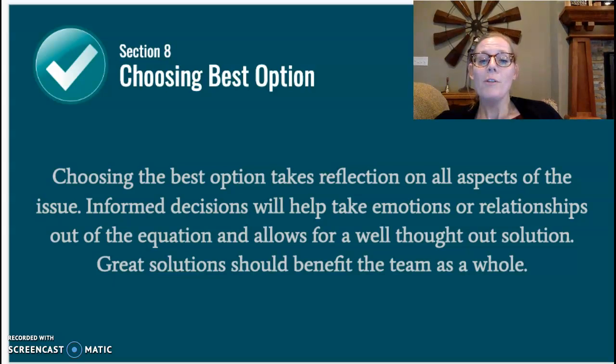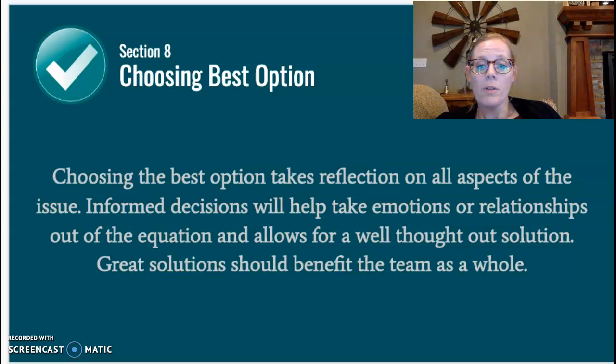So, how do we choose the best option? I think it takes reflection on all aspects of the issue. Informed decisions happen best when you take your emotions and your relationships out of play. If you can do this, you can have a well thought out solution. And really great solutions are those that don't just affect one person, but benefit the whole team.